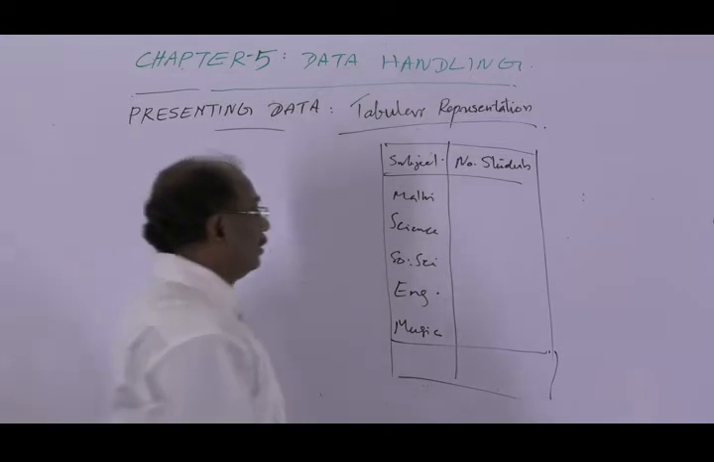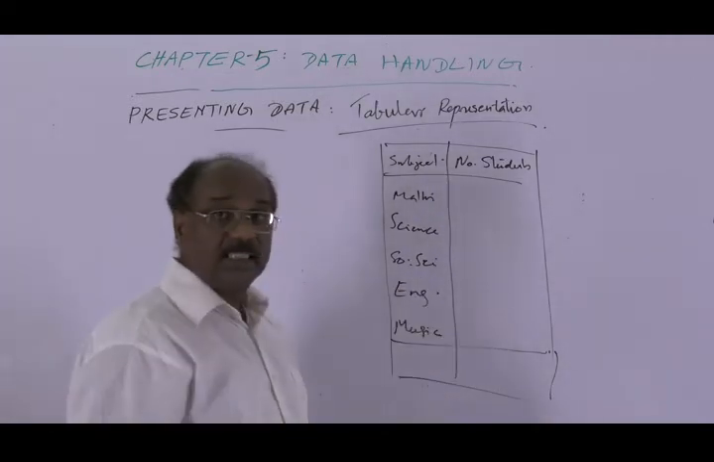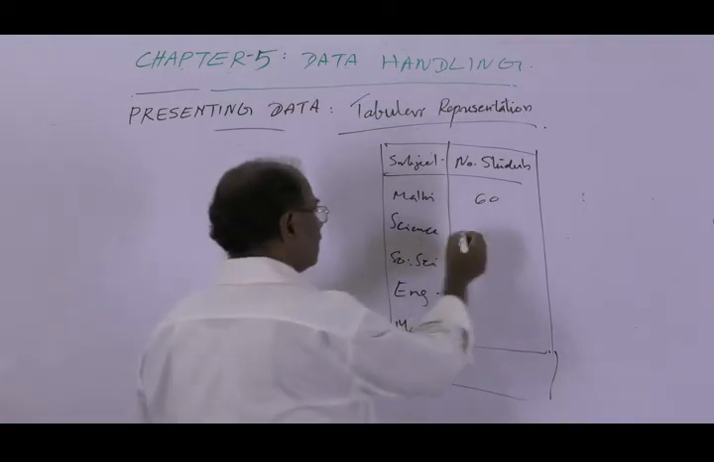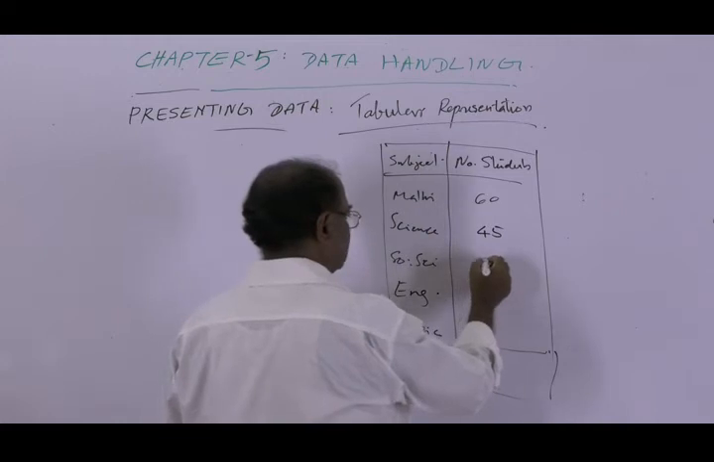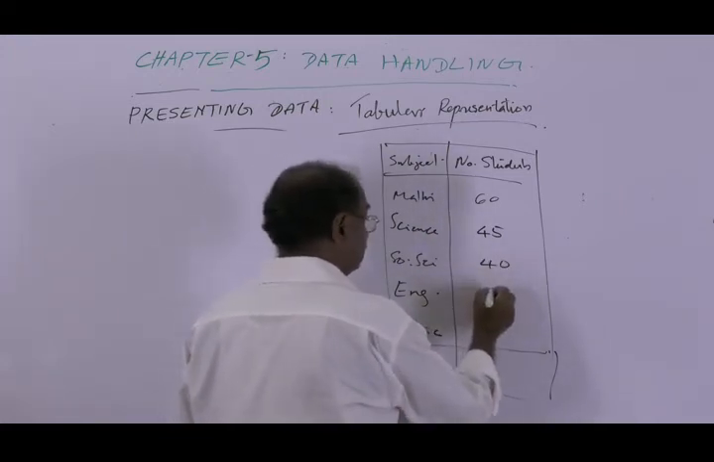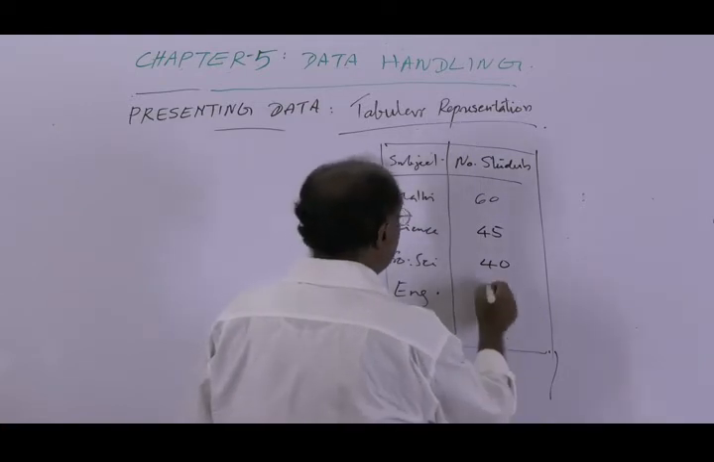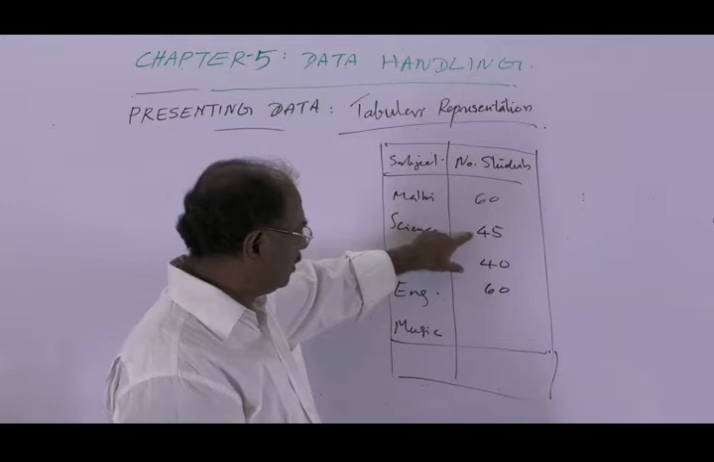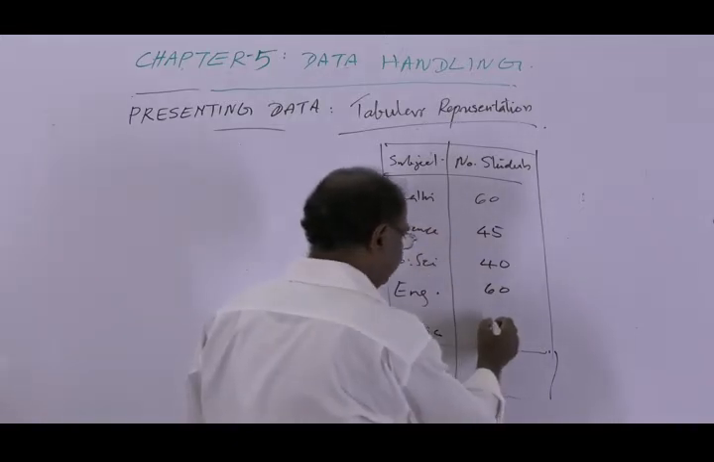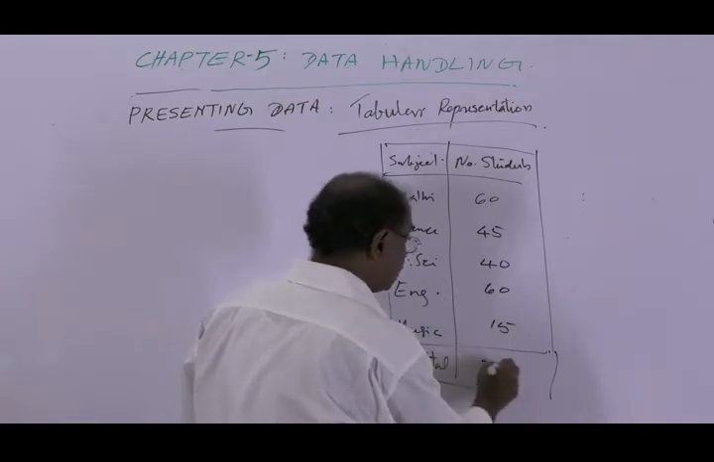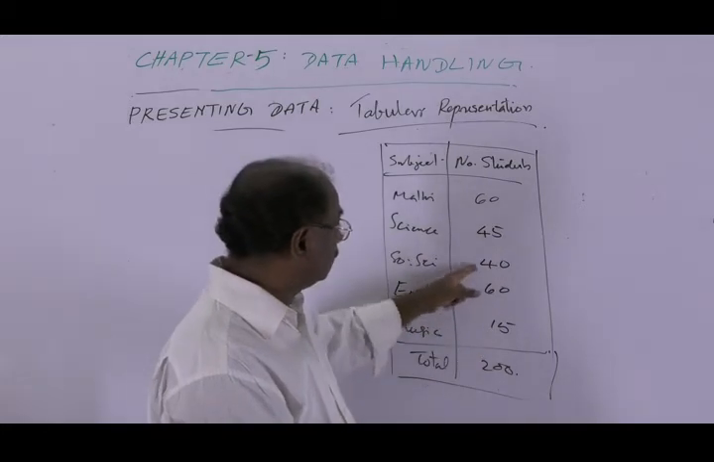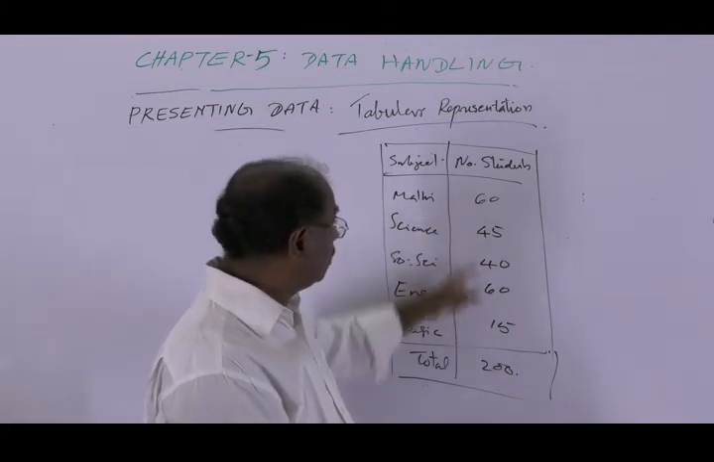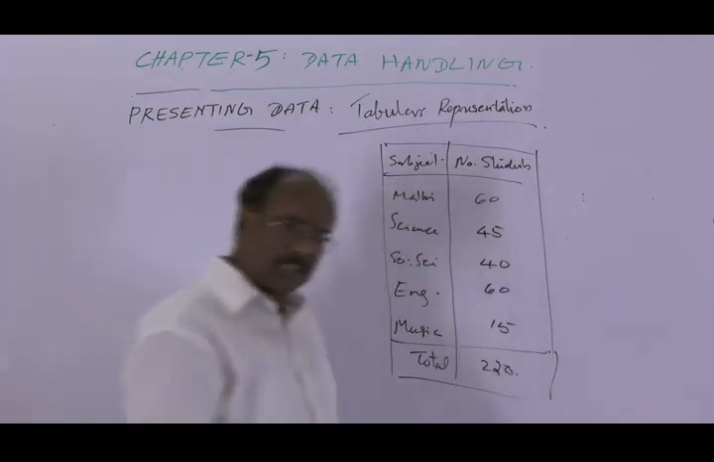Suppose the number of students interested in maths is, say, 60, and science, say, 45, social science 40, English, say, 60, and in music 15. So the total is, suppose, 220 students.